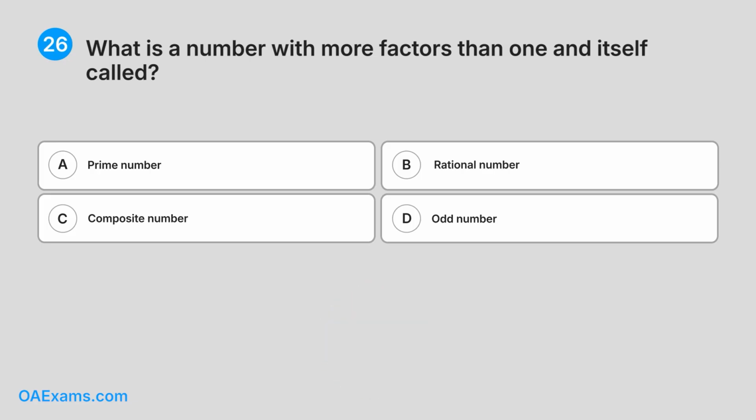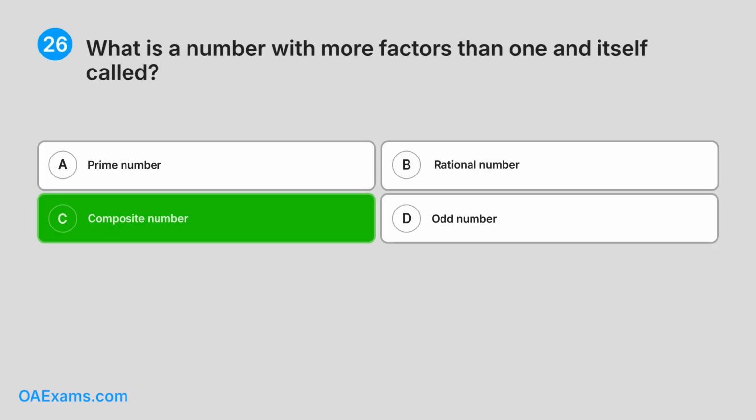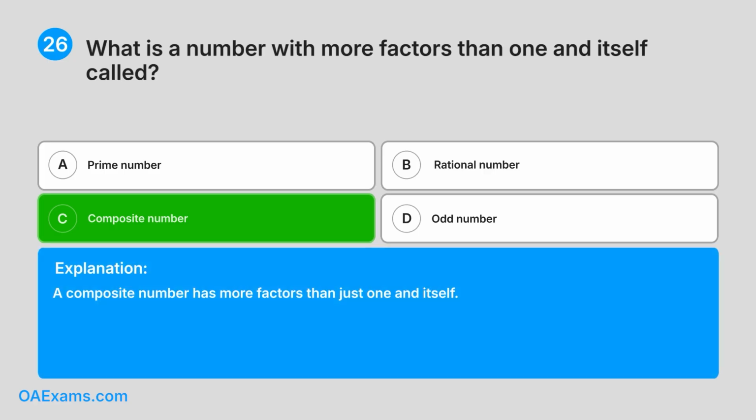Correct answer. C. Composite number. Explanation. A composite number has more factors than just 1 and itself.